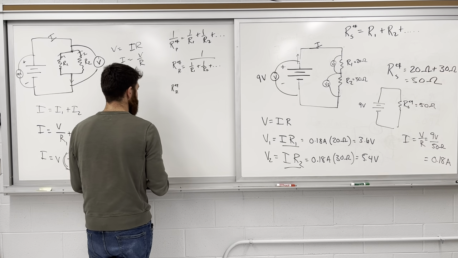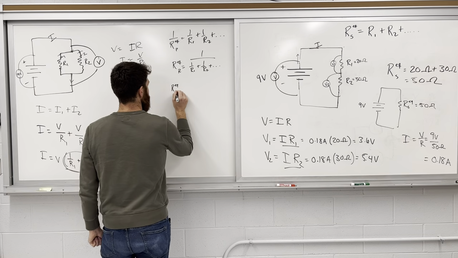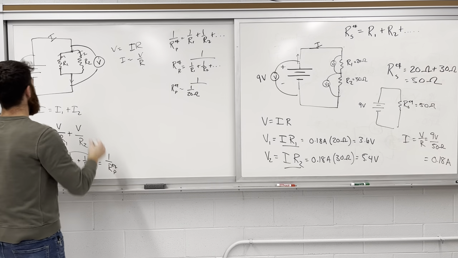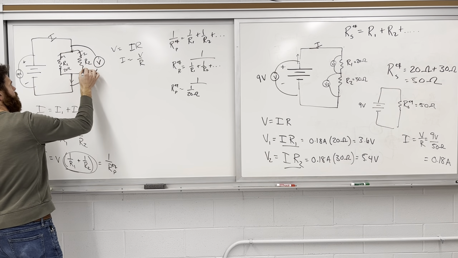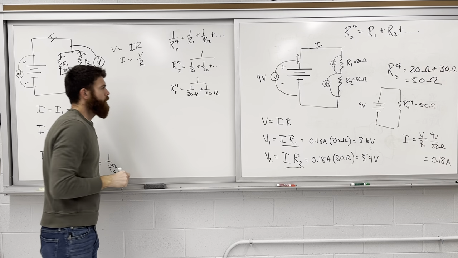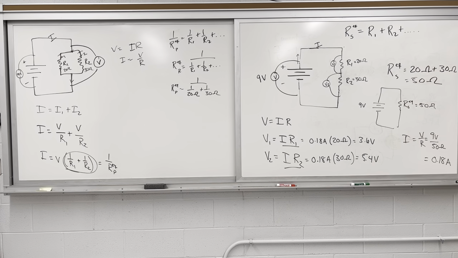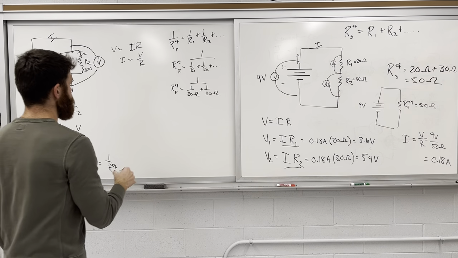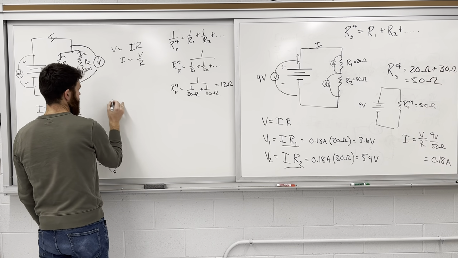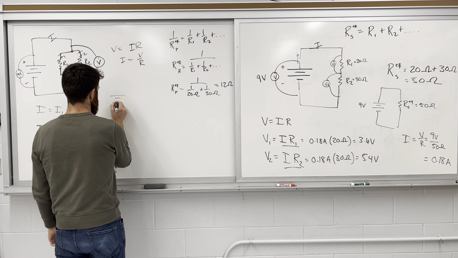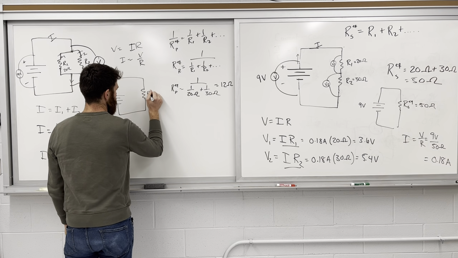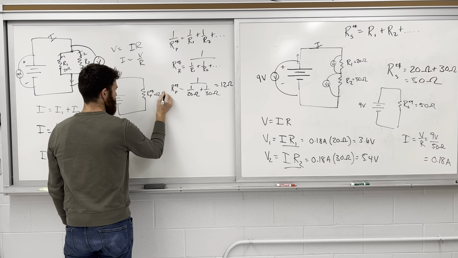So for this circuit, the equivalent resistance for these resistors in parallel is equal to 1 divided by 1 over 20 ohms, since R1 is 20 ohms, plus 1 over 30 ohms, since R2 is 30 ohms. If we calculate that, it comes out to be 12 ohms. So we can redraw this circuit as if there's one resistor that has a resistance of 12 ohms.